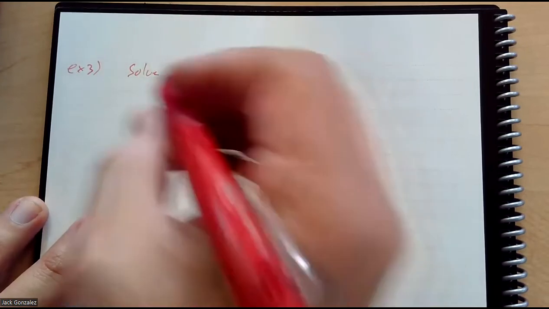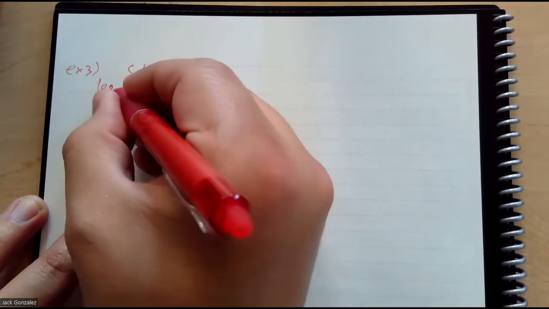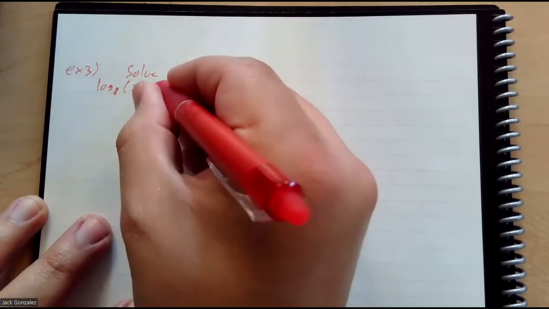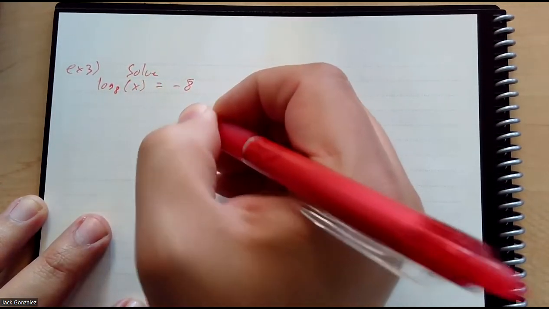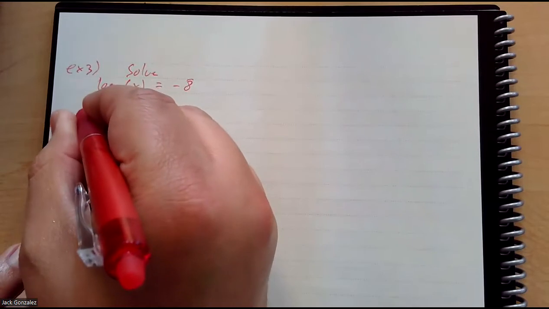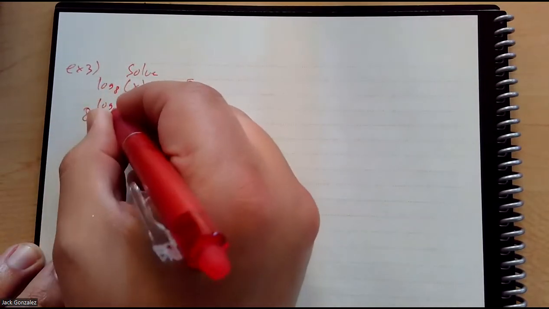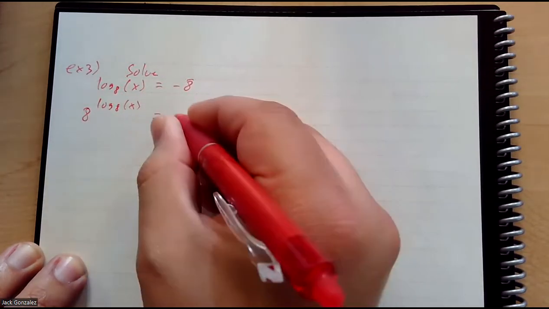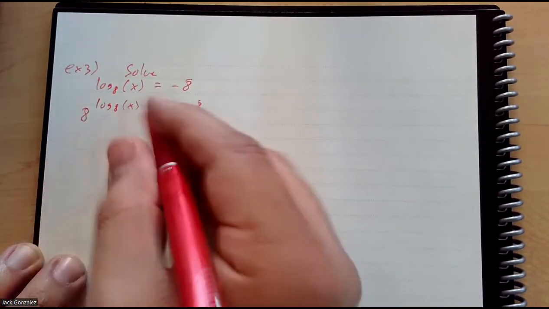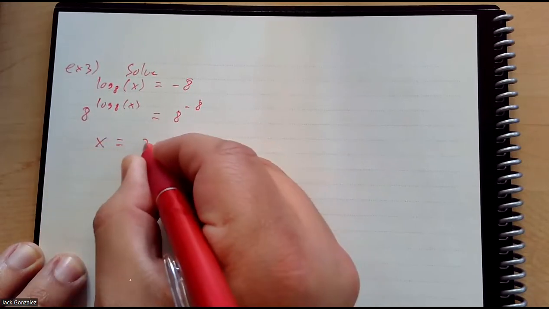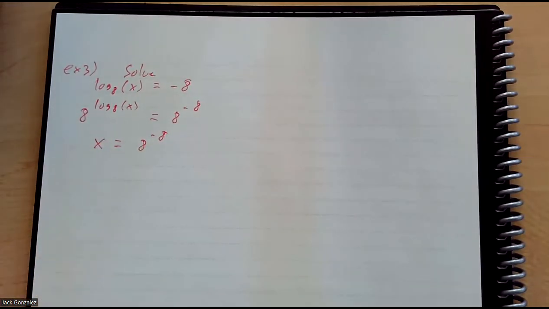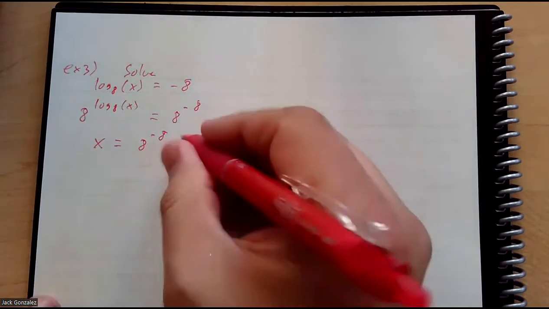So example 3. Solve the following. Log base 8 of x equal to -8. So in order to solve this, introduce a base that will let you cancel the log. Since there's an 8 here, purposely introduce an 8 as your base on both sides. So these will cancel, getting you to here. X will be equal to 8 to the -8, just some large negative number. I'm sorry, small number, not negative.